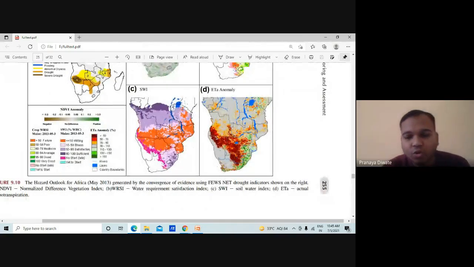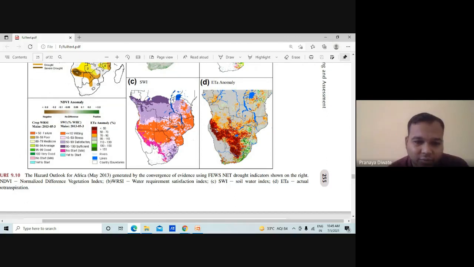This is a hazard outlook generated by the convergence of evidence using the FEWS NET drought indicators, NDVI, SWI, and ET. So these are all the hazard indicators used for the hazard outlook.